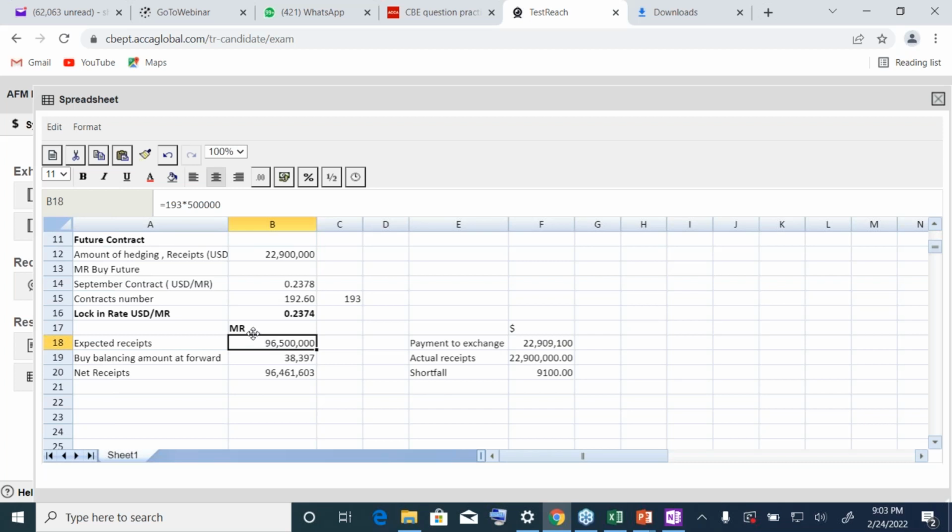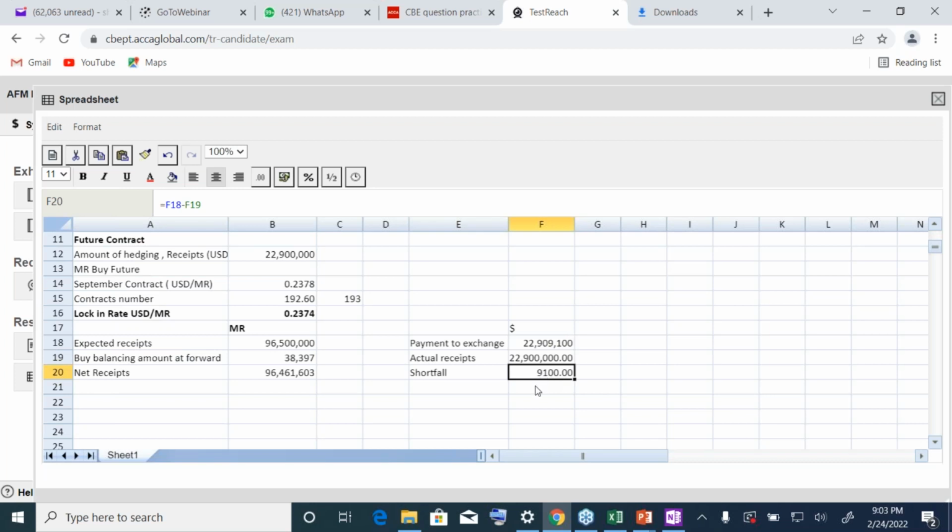By future, you will be receiving 96.5 million MR. So guys, if you are receiving 96.5 million MR, that means you have to pay the exchange in dollars. At what rate? At the lock-in rate. So 96.5 million into the lock-in rate, you will be paying 22.909 million to the exchange. But actually, you are receiving 22.900 million, but you have to pay 22.909. So the shortfall is 9100.